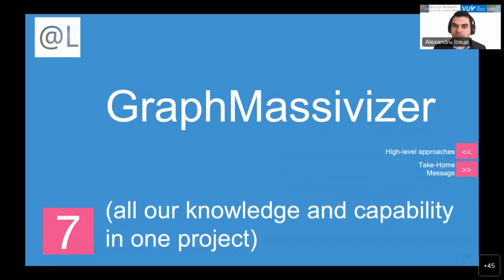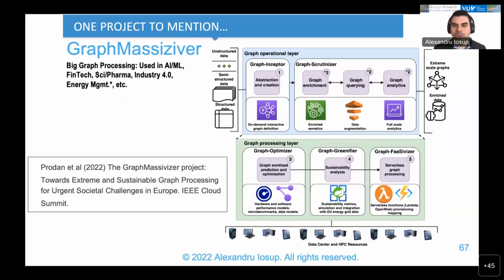There are many different approaches. What we're trying to do now with this Graph Massivizer project is to put together all the things we know with all our partners. We have 10 partners in Europe. And what we want to do is to really make graph processing serverless, so really remove the difficulty from the users of and developers of graph analytics workflows. To do this is a quite complicated structure.